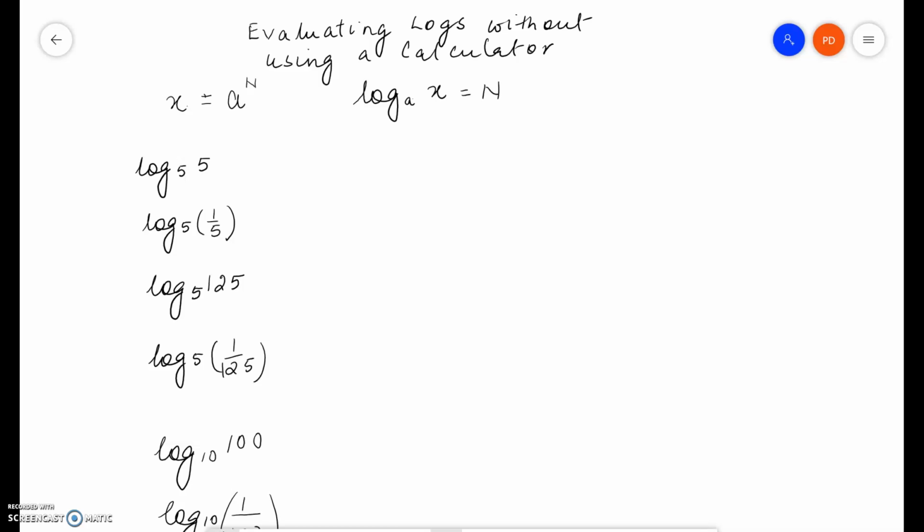So here we'll look at problems where we have to evaluate logs without using a calculator. So let's just first look at the definition of logs.